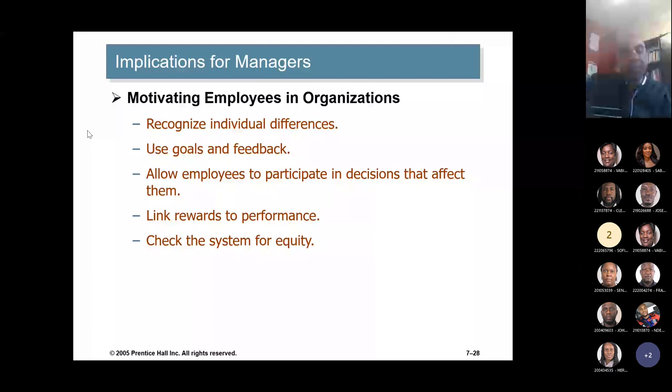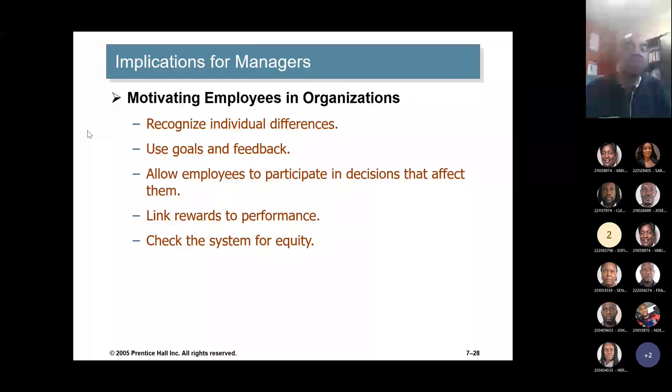And of course, allow employees to participate in decisions that affect them. This is the whole essence of industrial democracy and workers' participation in management. In fact, recently my paper on workers' participation, with colleagues in Nigeria and one colleague in the United Kingdom, has been published in a journal in Romania, known as Annals of Spiru Haret University. It has to do with participation of employees with regards to safety issues in an organization. So it allows employees to participate in decisions that affect them.